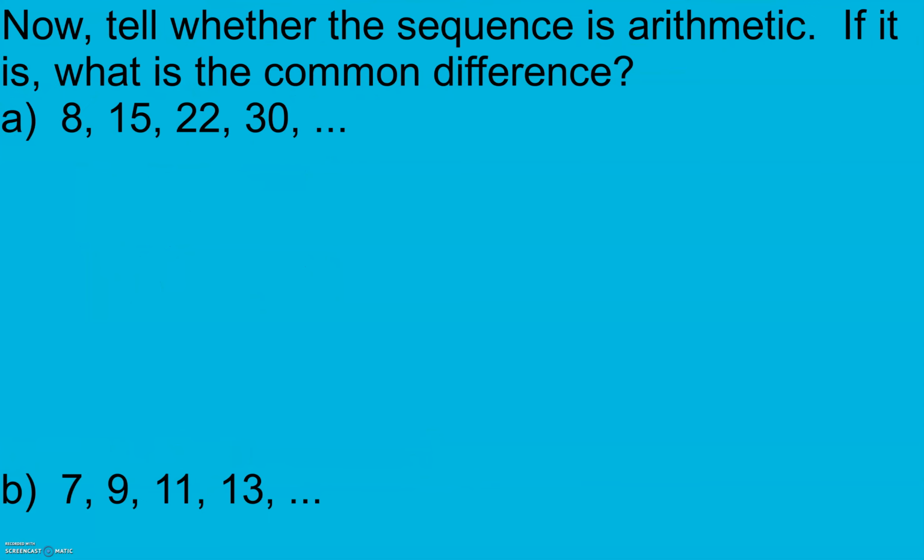Now feel free to pause here and give this a try. Tell whether the sequence is an arithmetic sequence. If it is, what's our common difference? So to go from 8 to 15, I add 7. To go from 15 to 22, I add 7. And to go from 22 to 30, I add 8. So is this going to be the type of sequence we're looking for? No, because our values aren't the same every time. Not just sometimes, guys. I know we added 7 twice, but it has to be every time. So that plus 8 means it is not.